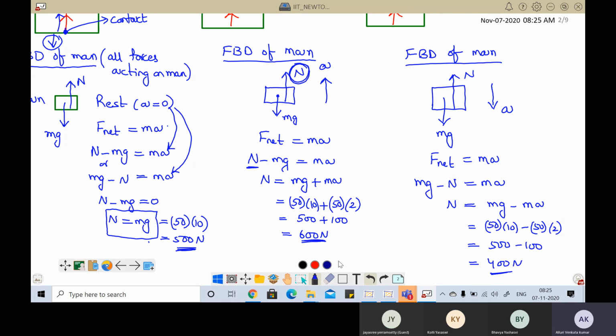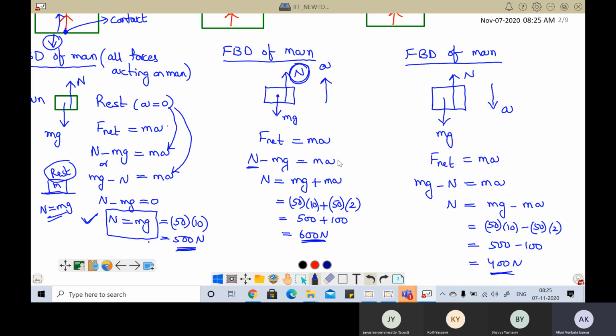600, sir. Third case? 400, sir. So if you observe carefully, the norm generally in your 10th class, you will be told that normal reaction is equal to mg. Suppose a block of mass m is there on the ground, then we'll say N equal to mg. That is true only if the body is at rest.